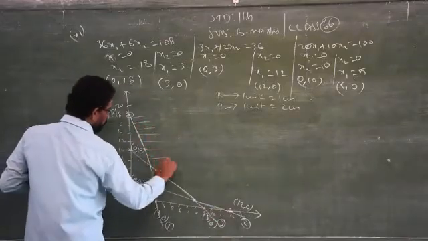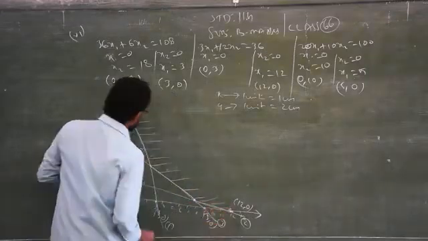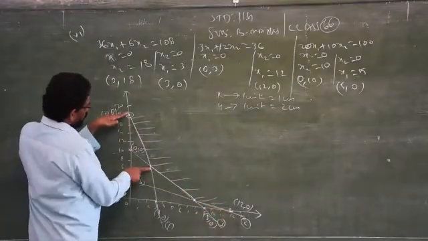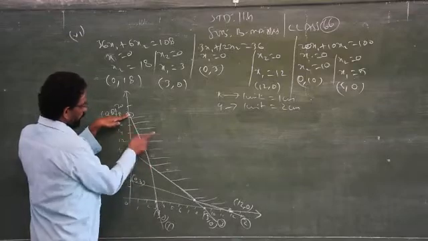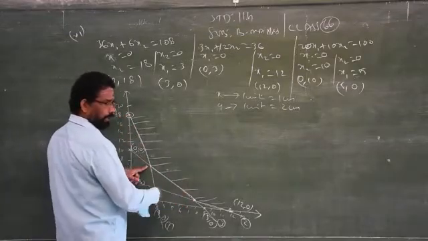I told you how to find the feasible region. Clear? So you take the last one. Now you can check between the two edges. Do you have any line passing through it? No. Between the two edges, any intersecting points? No.